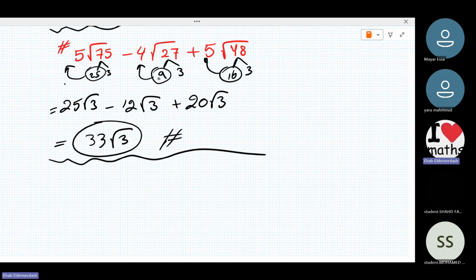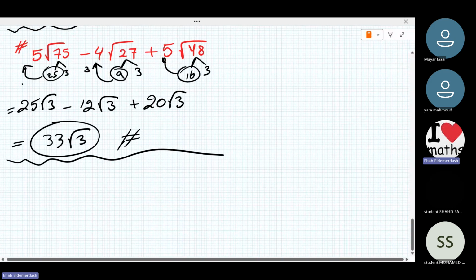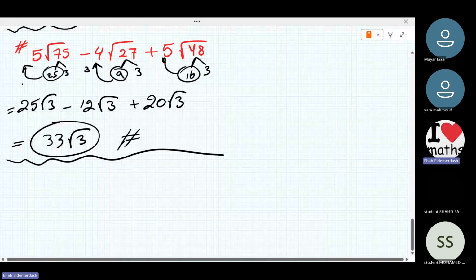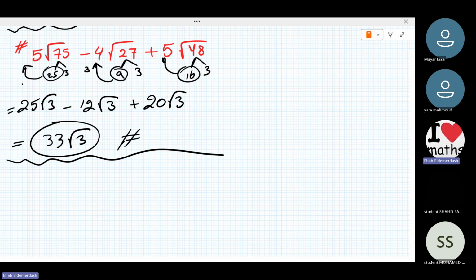The 9 will go out as a 3. It was under the root. When it comes out, the square root of 9 equals 3. The 3 finds the 4 waiting outside. 3 into 4 equals 12. So the answer is 12 root 3.